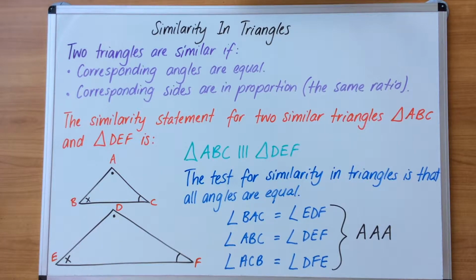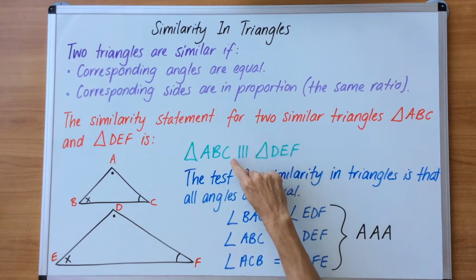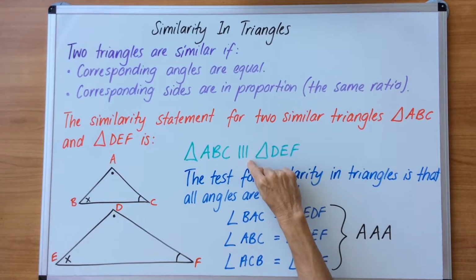In this video, we are going to focus on similarity in triangles. Two triangles are similar if corresponding angles are equal and corresponding sides are in proportion, the same ratio. The similarity statement for two similar triangles, using these examples here for triangle ABC and triangle DEF, is triangle ABC is similar to triangle DEF.